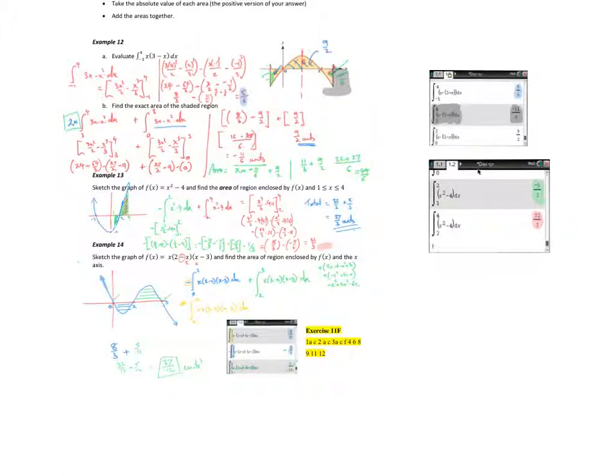Okay, so obviously it's very simple to evaluate the integrals on our calculator, but again, you've got to make sure you split your integrals up into the right sections so that you evaluate the correct areas for each of the respective graphs. Okay.